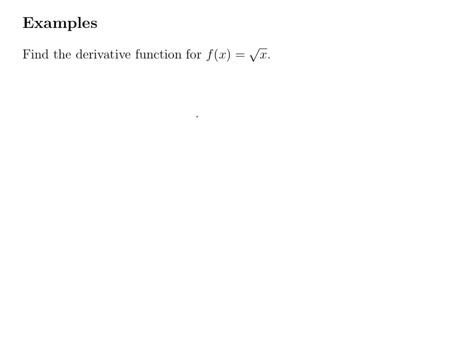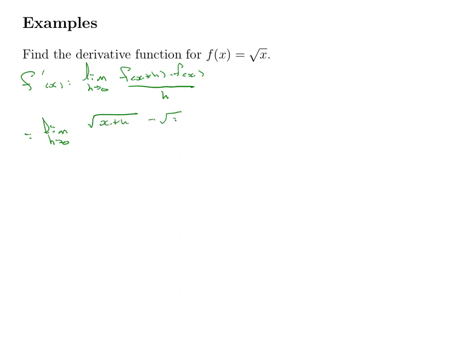Let's take a look at another one before we get into applications of this. So here we've got our square root of x. We'll go back and say f prime of x is going to be this limit still as h goes to 0 of f of x plus h minus f of x all over h. Now, when we plug in x plus h into our function, we get the square root of x plus h minus the square root of x all over h.